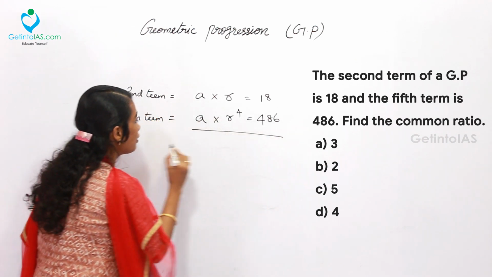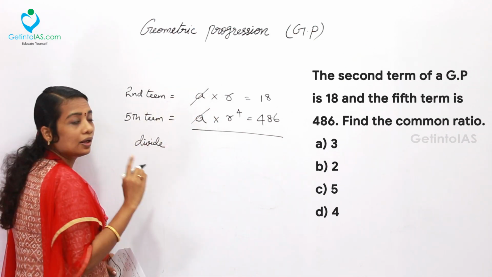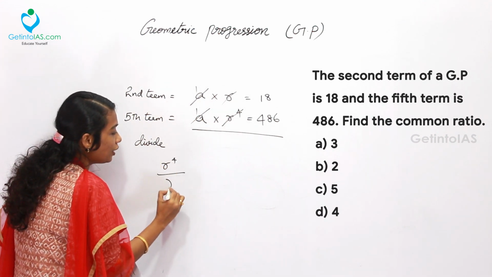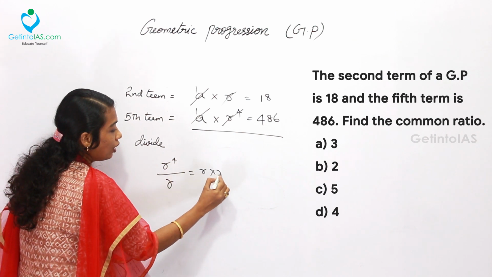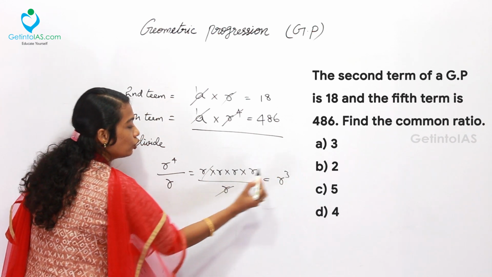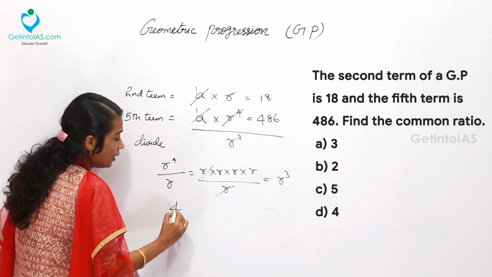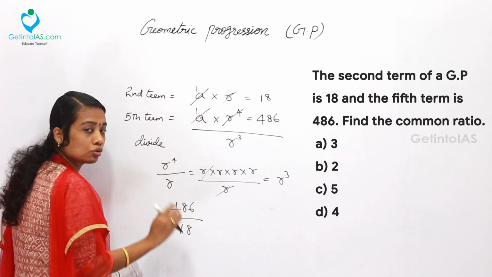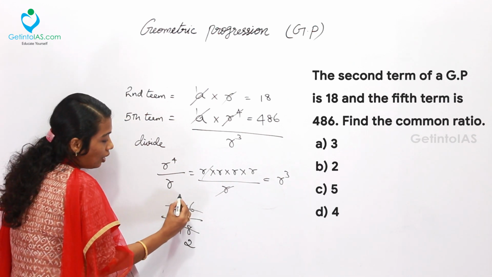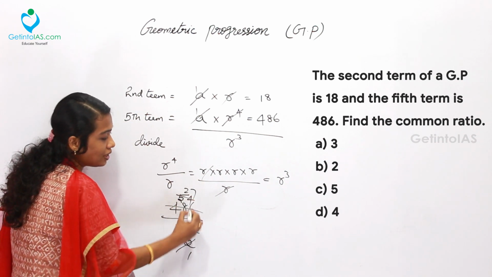So let's divide both the equations together. A divided by A is 1. So here R power 4 divided by R, which is R into R into R into R divided by R. Finally I am getting R cube. So this is R cube. Afterwards, 486 is to be divided by 18. So twice you can take with 9 and with 2. 2 times 9 is 18. 5 times 9 is 45, then 36. 4 times 9 is 36. 1 times 2, 27.